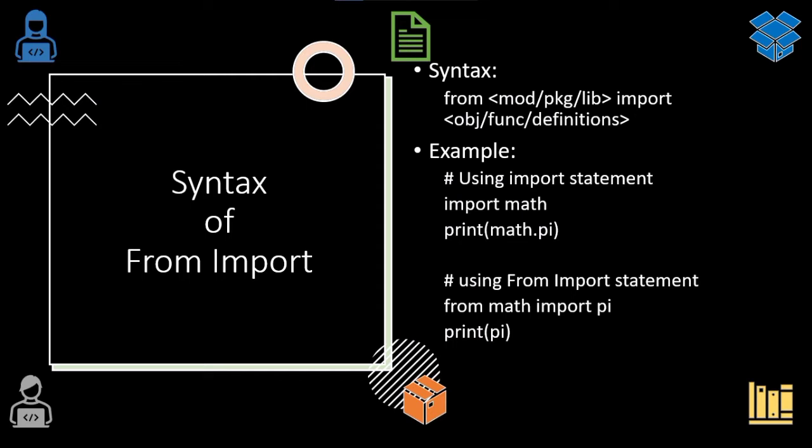So let's see a very small example. First of all, I have displayed the example using the import statement. For that I will be importing the math module, and to get the value of pi I have to write math.pi. But if I am using the from import statement, I can directly write from math import pi and I can directly print the value of pi. I don't have to use the dot operator. So now let's go for a hands-on practical.